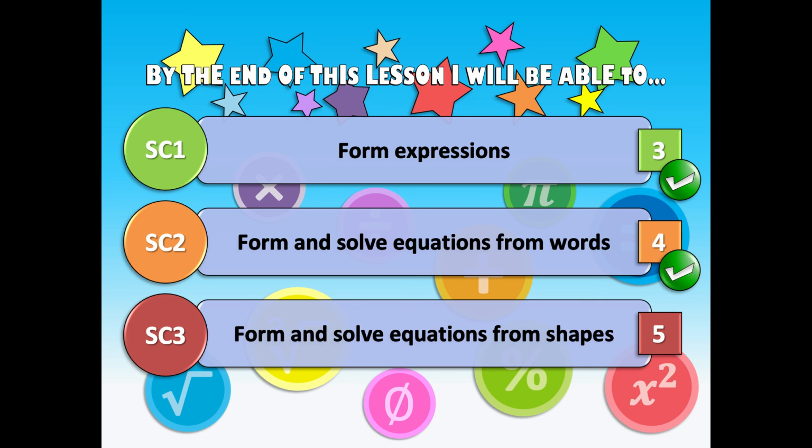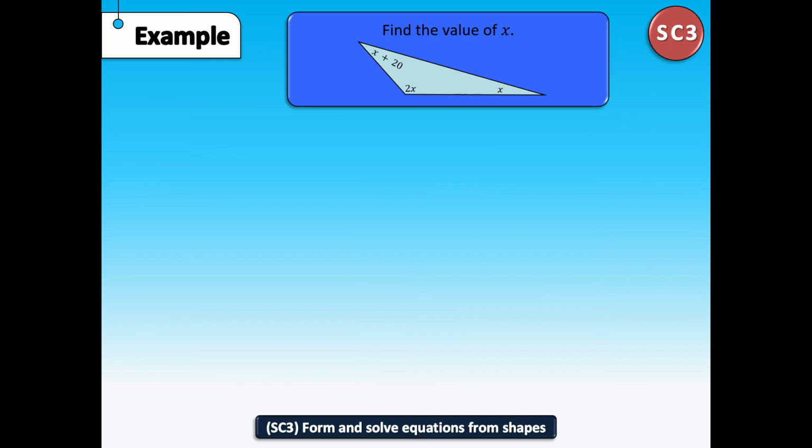So now we're going to move on to number 3, and this is to form and solve equations from shapes. So in this question, we want to find the value of x. And we're told that the three angles in the triangle are x plus 20, 2x, and x. Now, angles in a triangle always add up to 180 degrees.